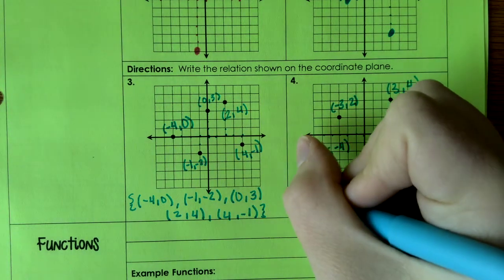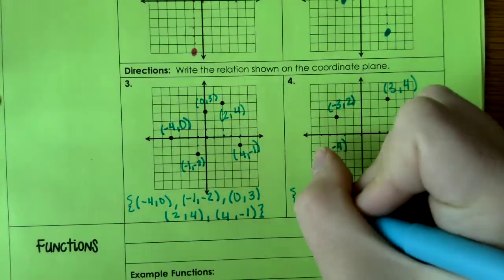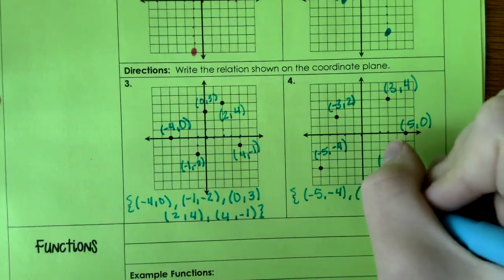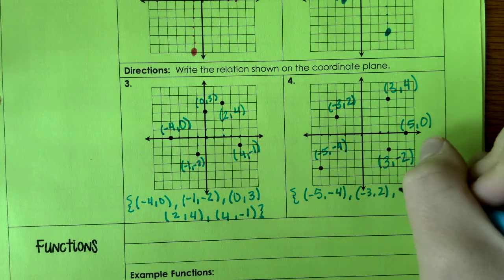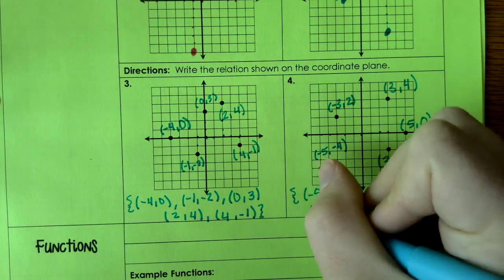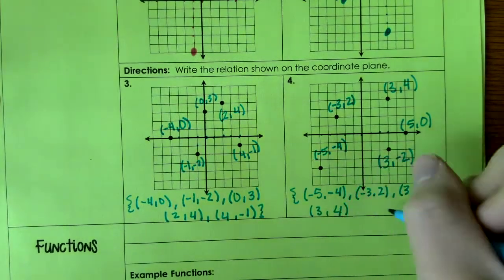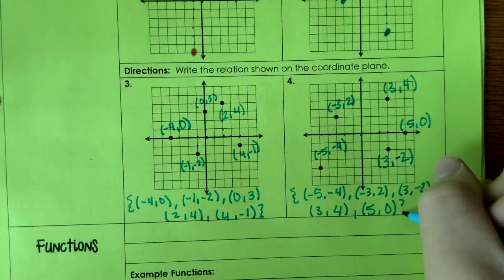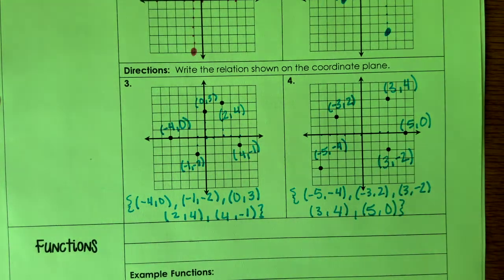So my relation here would be (-5, -4), (-3, 2), (3, -2), (3, 4), (5, 0), and then my curly brackets. Again, it doesn't matter the order you put them in.